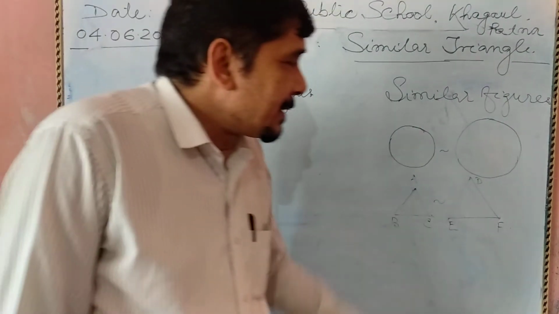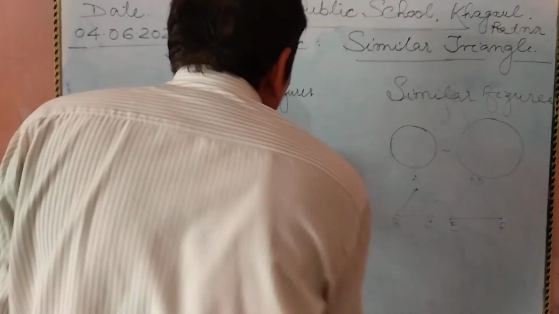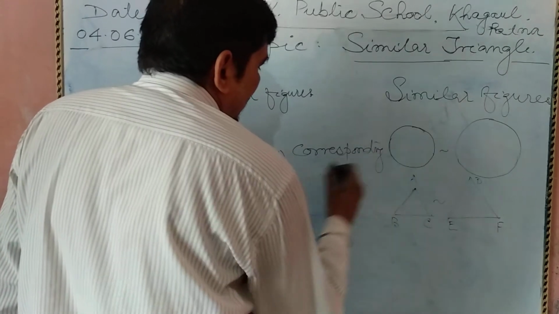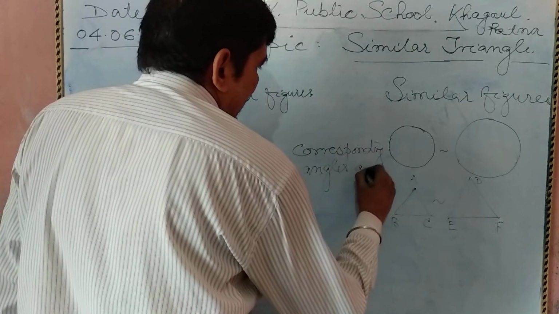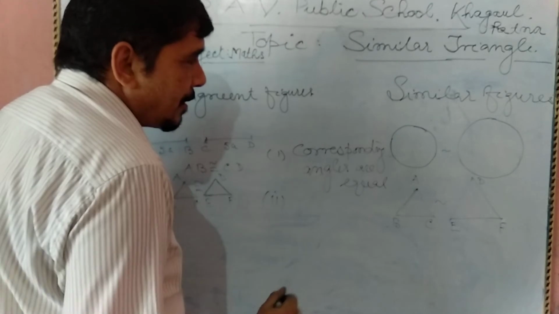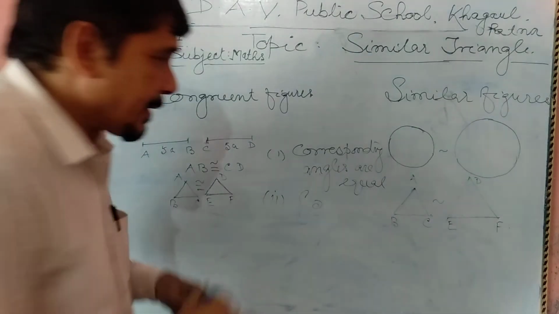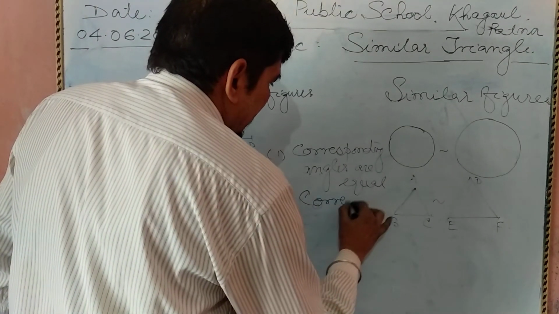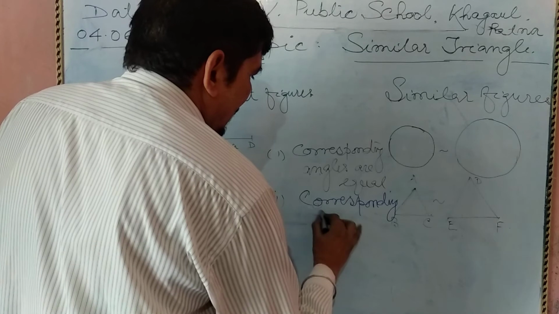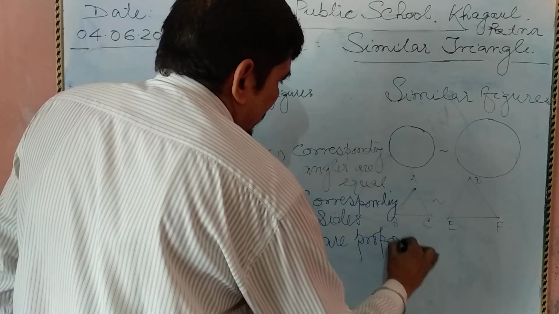So two triangles are said to be similar if, first, corresponding angles are equal, and second, corresponding sides are proportional.